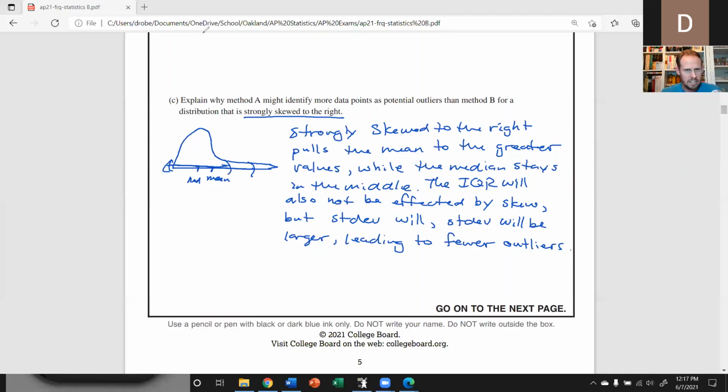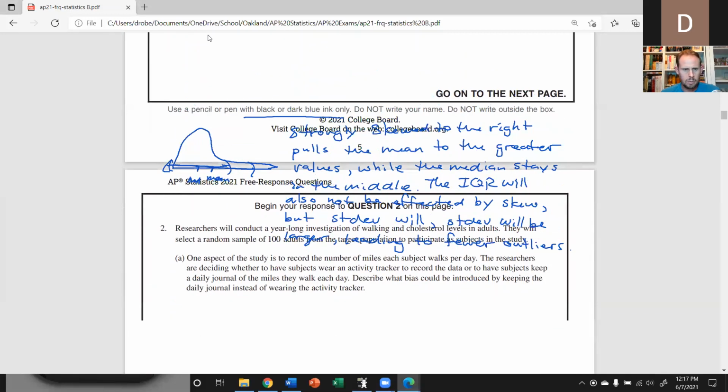I'm probably not phrasing it great. You guys could probably phrase it better than I could here, but that's basically the gist of the idea: the mean is getting pulled up some because of the skew, and the standard deviation is also getting stretched out some because of the skew, which is leading to that second method getting fewer outliers than the first method. Or I guess I should say potential outliers than the first method. All right, so that's problem number 1.